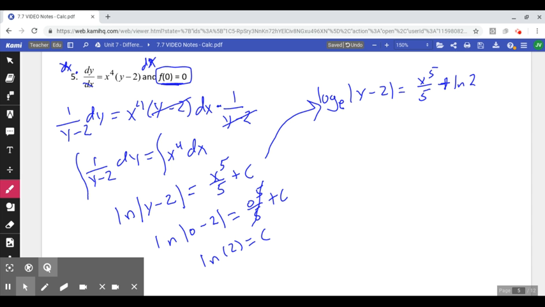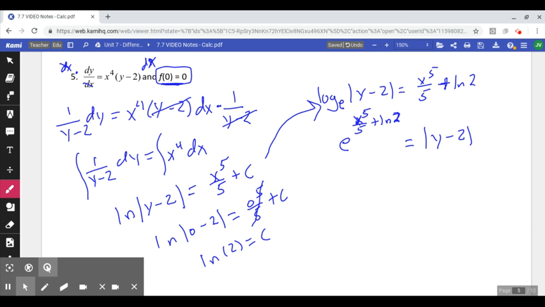And we're going to change this then into an exponential. So the base is e. The exponent is always on the other side of the logarithm. So that's x to the fifth over 5 plus the natural log of 2. That's supposed to be an x over here. Hopefully you can see that. And that's supposed to be a 2. And then on the right-hand side, we're going to have the absolute value of y minus 2.